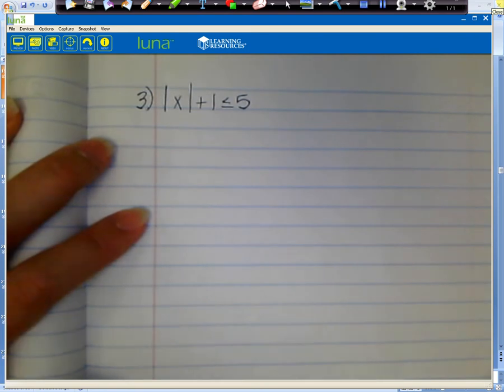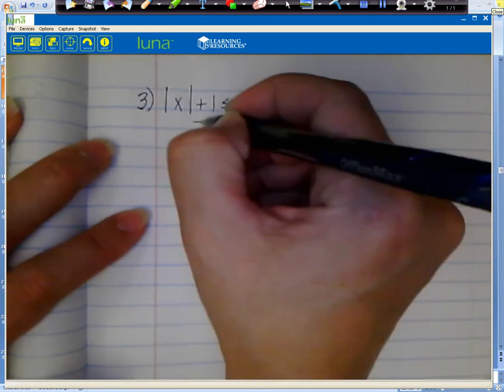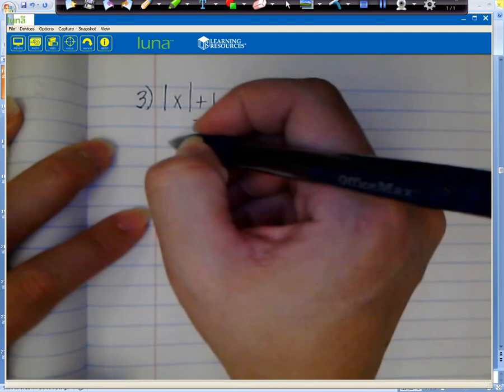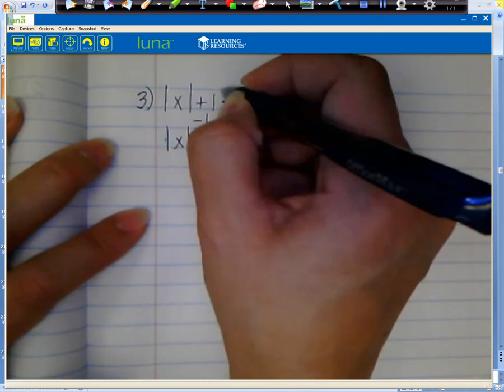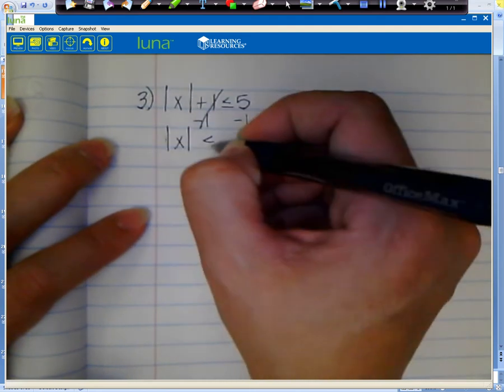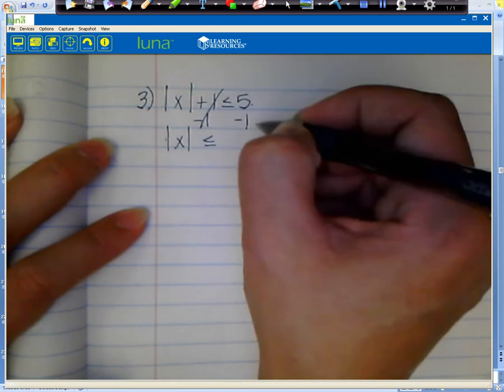So the first thing that we've got to do is move our positive 1 to the other side, and we do that by subtracting 1. So that gives us the absolute value of x, this cancels, is less than or equal to, and 5 minus 1 is 4.